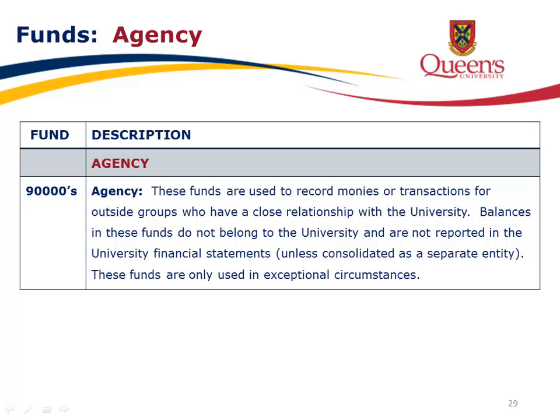Funds that fall within the 90,000 range are agency funds. These funds are used to record monies or transactions for outside groups who have a close relationship with the university. Balances in these funds do not belong to the university and are not reported in the university financial statements unless consolidated as a separate entity. These funds are only used in exceptional circumstances.